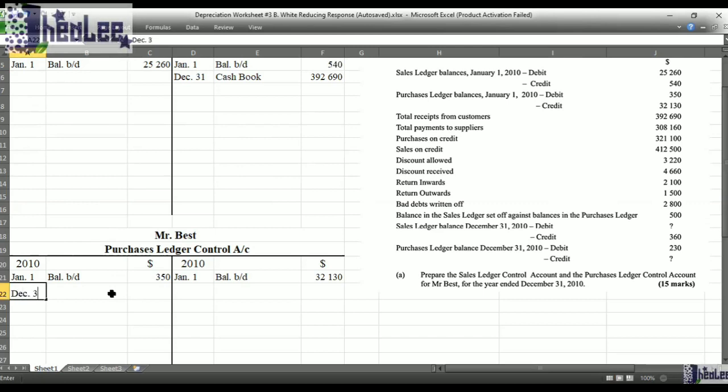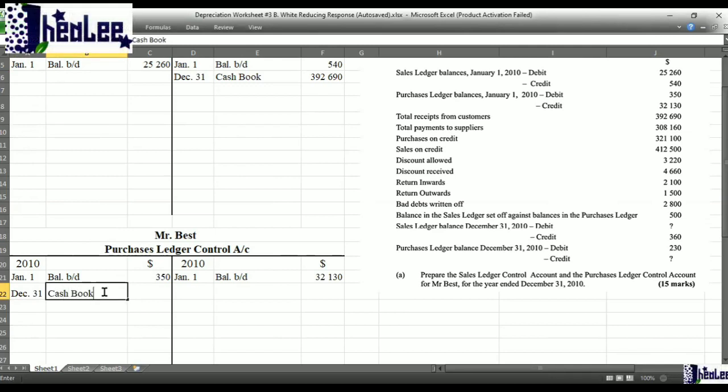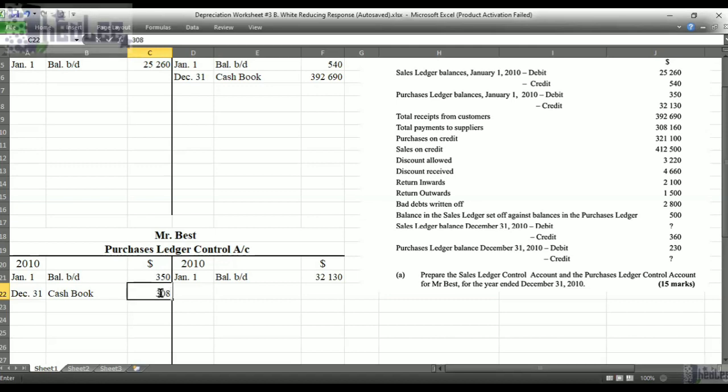Again, that's the end of the period, so we're using December 31st. Your details can simply be cash book because that represents the payment. That's where you would get the total payments to your suppliers from. And the amount is $308,160. Now, bear in mind that if you write payments to suppliers as your details, nothing is wrong with that. So you could write that.